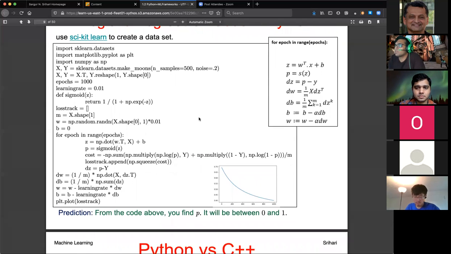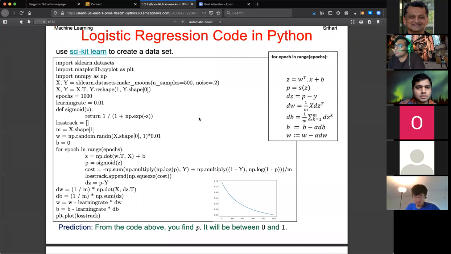And Mihir, do you want to add anything more? Because you are the one most familiar with this code, in some form, maybe in a different form.